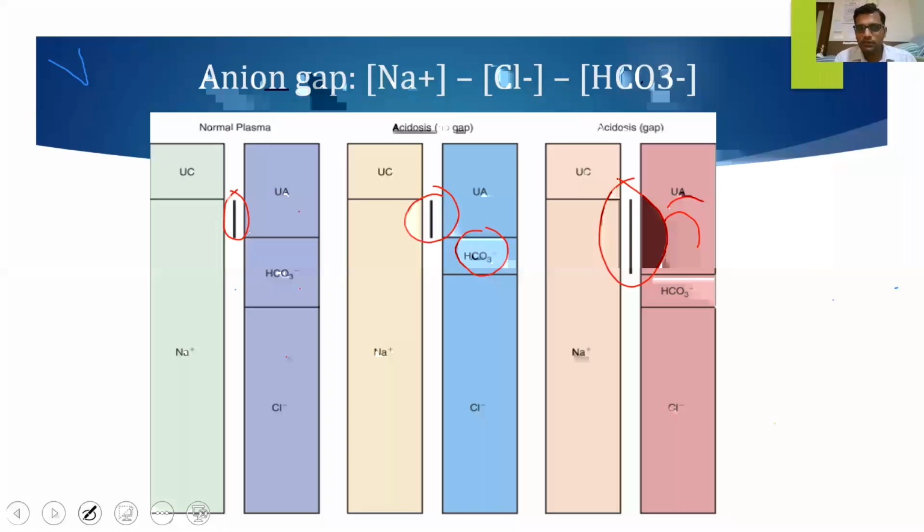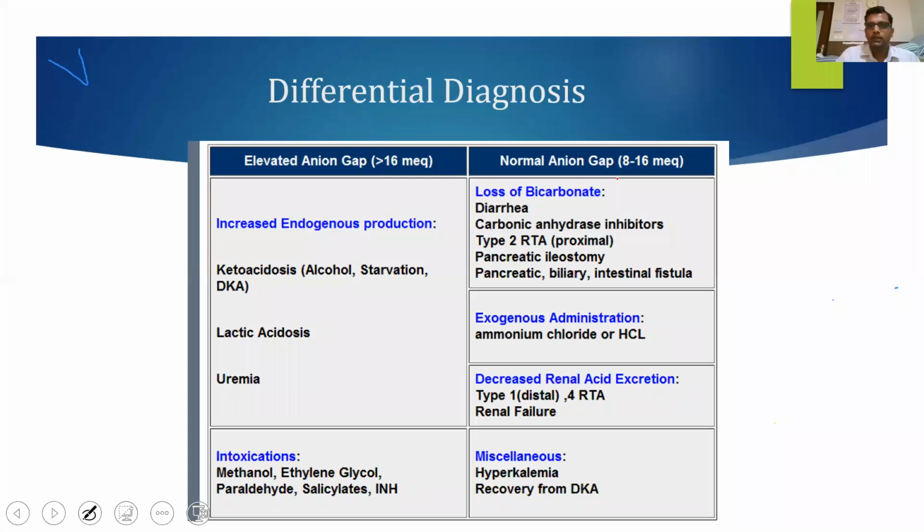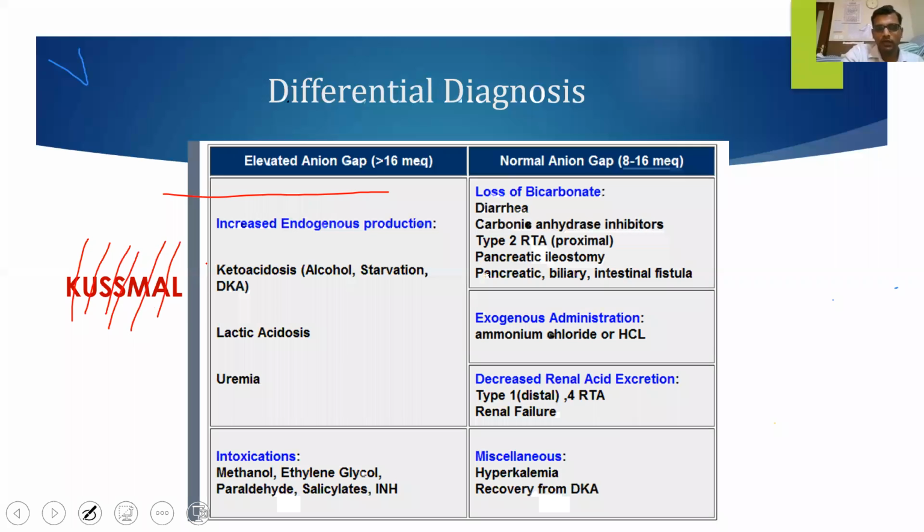Okay, for the differential diagnosis, you need to remember this for your theory exam as well as practical. For elevated anion gap, just remember there are some extra acids. The commonest mnemonic we use is KUSMAL. K stands for ketoacidosis, be it DKA or starvation ketosis. Then uremia, salicylate poisoning, methanol poisoning, alcohol, lactic acidosis or septic shock.